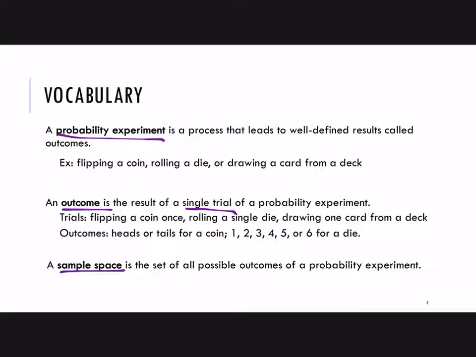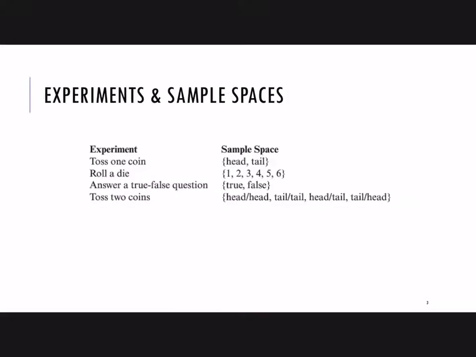A sample space is the set of all possible outcomes of a probability experiment. So think back to when we talked about sets and we used braces and listed things out. Think of a sample space as a set or a collection of all of these possible outcomes. All right, so here are some examples of experiments and sample spaces. If the experiment is tossing a coin, then the sample space would be the list of possible outcomes, head and tail.